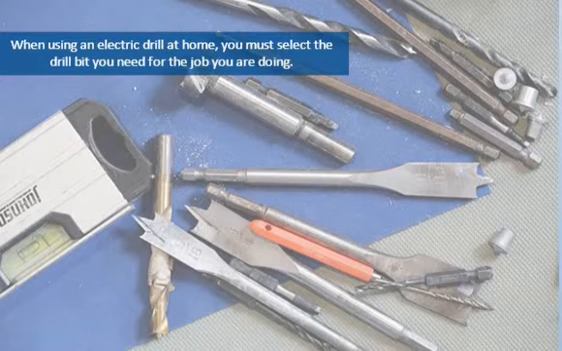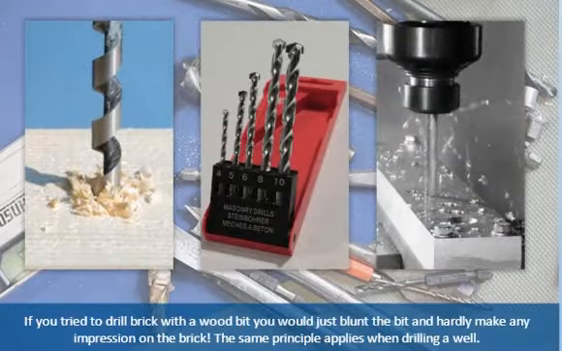When using an electric drill at home, you must select the drill bit you need for the job you're doing. For instance, if you tried to drill brick with a wood bit, you would just blunt the bit and hardly make any impression on the brick. The same principle applies when drilling a well.